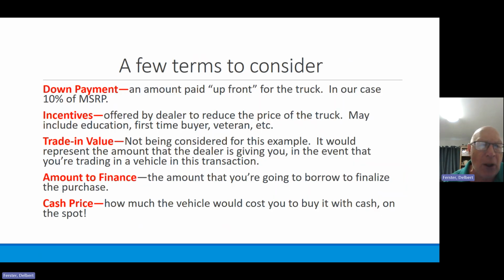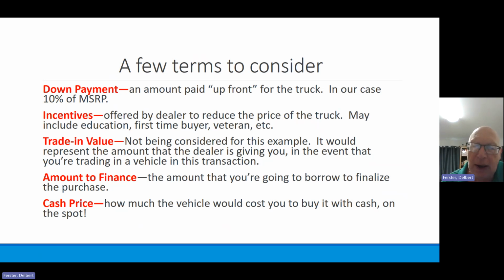Some words for us to consider: the down payment, for that last example, 10% of the suggested retail price. Incentives may be offered by the manufacturer, stimulus kind of props to get us to consider that vehicle maybe versus a vehicle from a rival manufacturer. And you've heard some of these: a college graduate discount, first time buyer, veteran. Sadly, they don't seem to offer a lot of discounts for balding math professors.